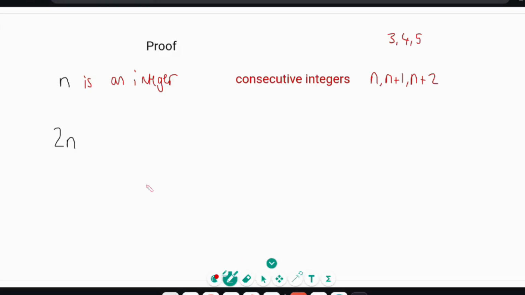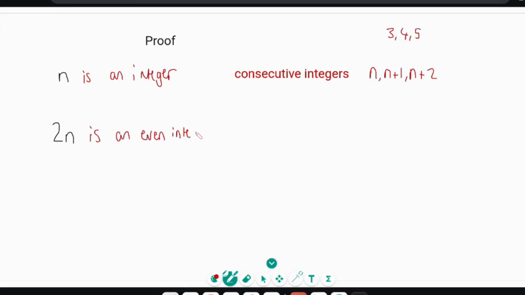Okay, 2n is an even integer. Why is it an even integer? Because it's in the 2 times table. It has to be even, because any number in the 2 times table is even.